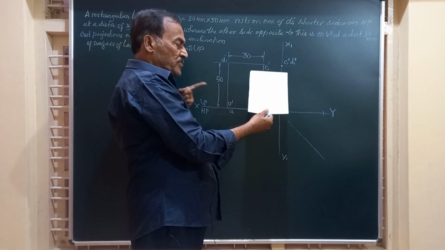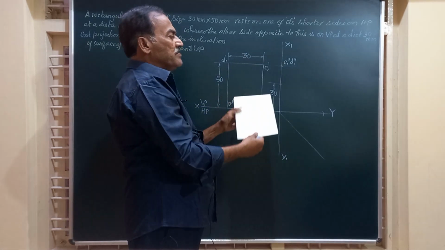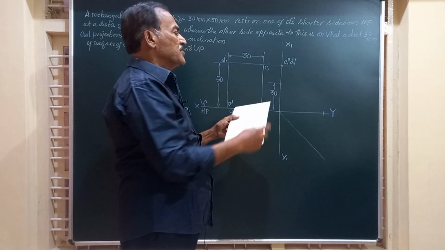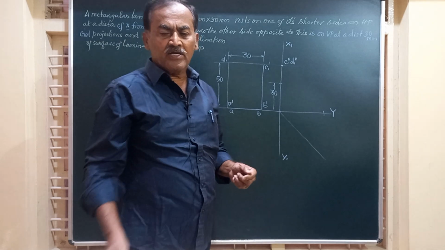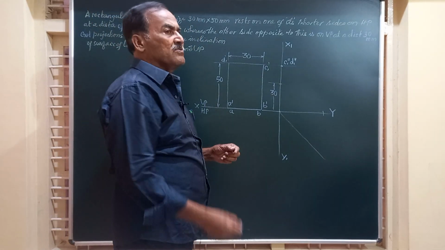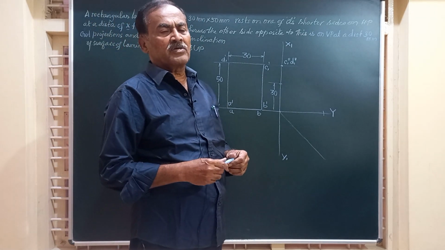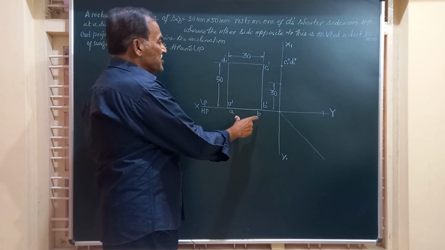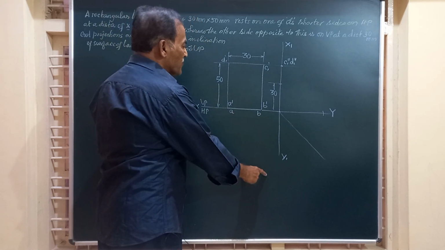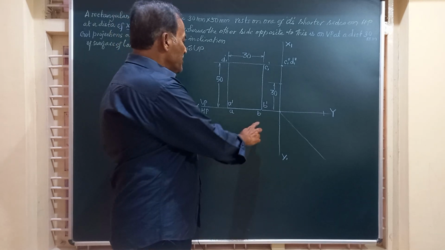And in the end view, when you see from the left, you will be able to see it as a line, and you will be able to measure what is the angle made by the surface of the lamina with HP and VP. And also you can find out at what distance is this edge which is on HP from VP.